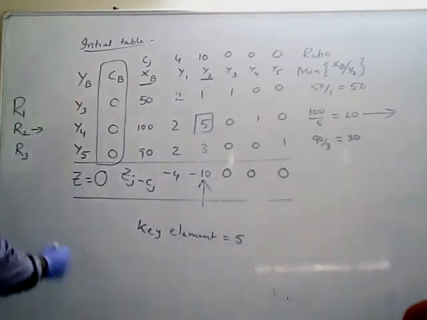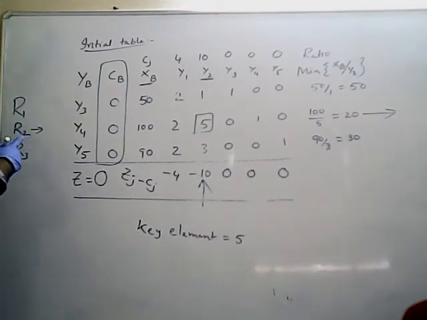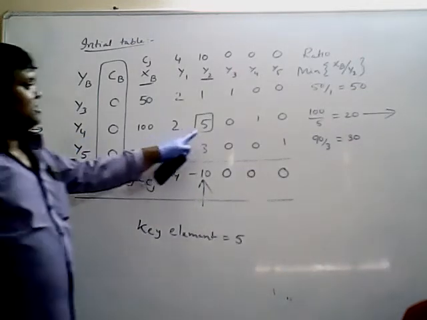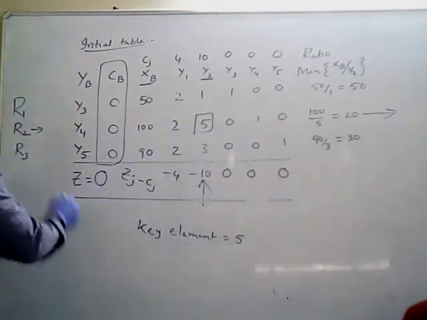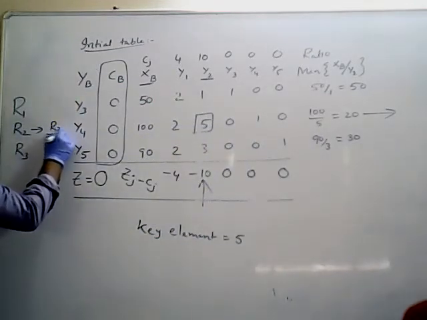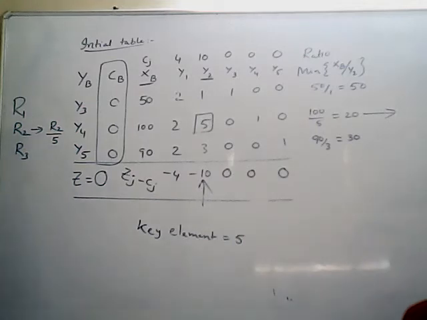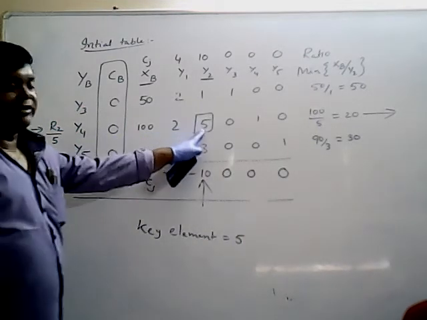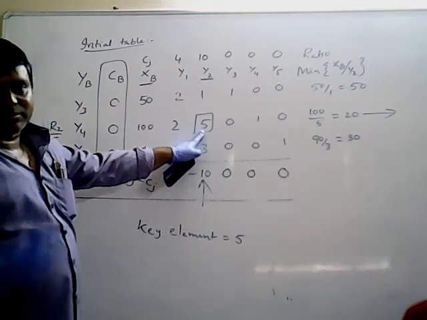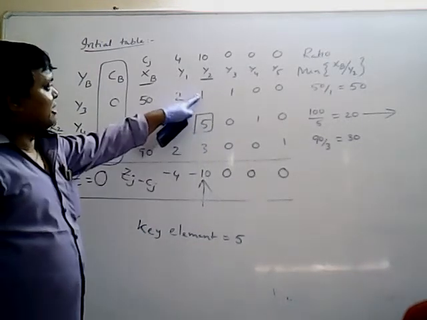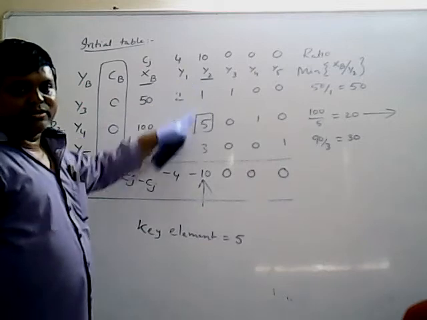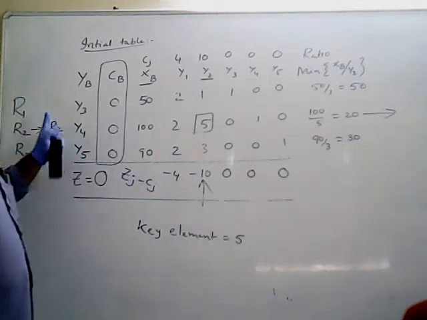So if you are using row operations, you are not using column operations. Row operation means if you want to apply an operation here, it should be applied to the entire row. That means R2 divided by 5. Then automatically 5 by 5 is 1. So that means the key element is 1. Then other elements should be equivalent to 0. Actually, what are the elements here? 1 and 3. These should be equivalent to 0 by performing matrix row operations.